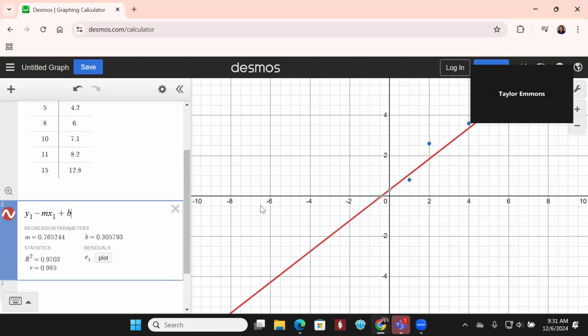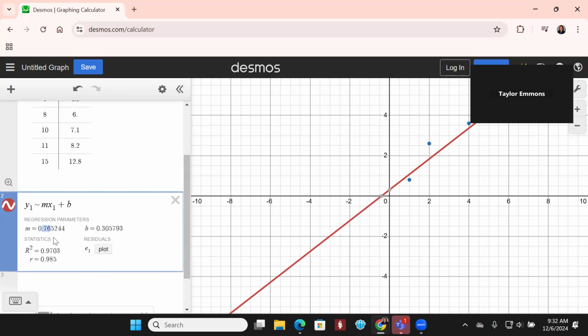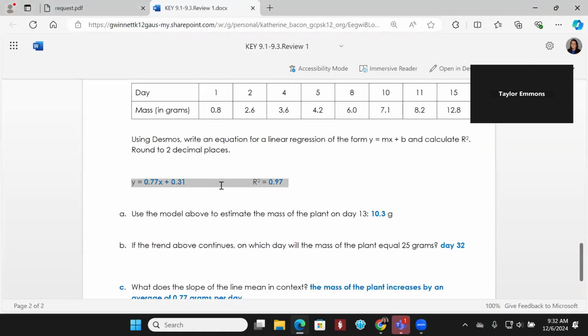This is the one that you need to know. I'll write this on the board. If for whatever reason the Desmos doesn't work, or you don't have the add regression button, you can also do this. And then all you do is say 0.77x + 0.31. It's the exact same thing. When you want to write this equation, your r squared is also given. Good?